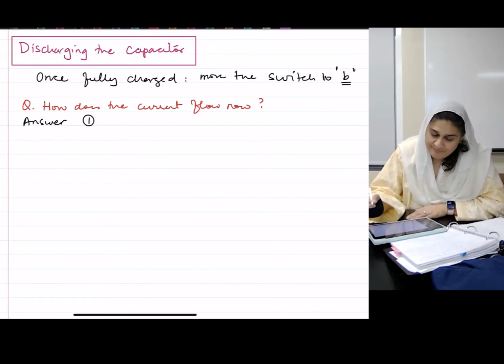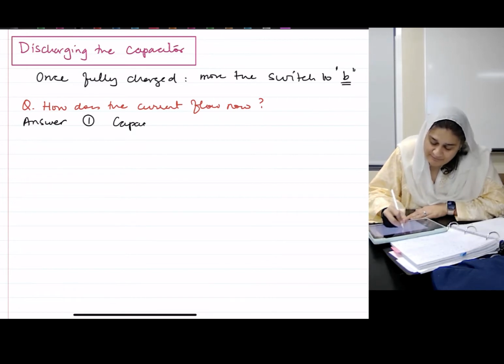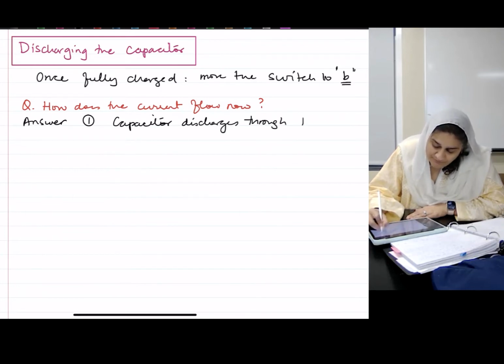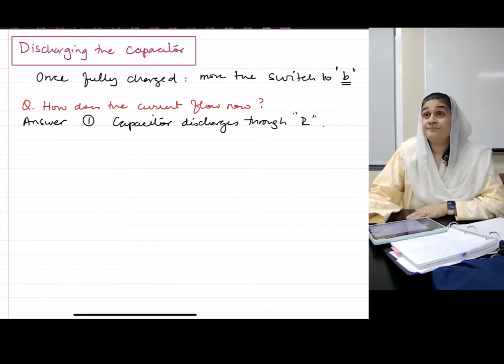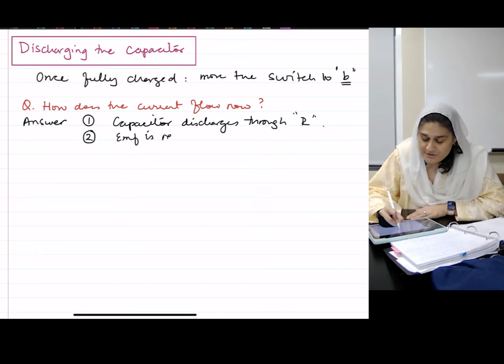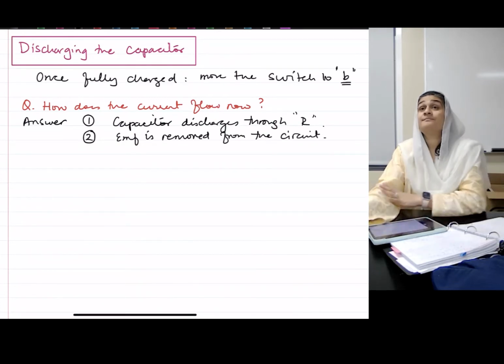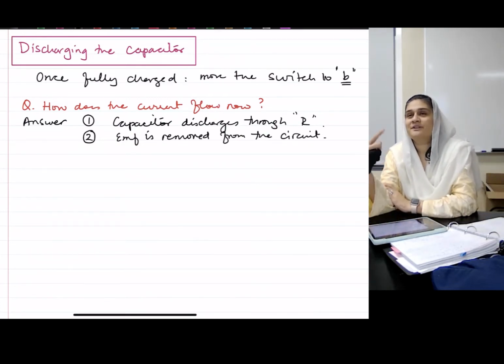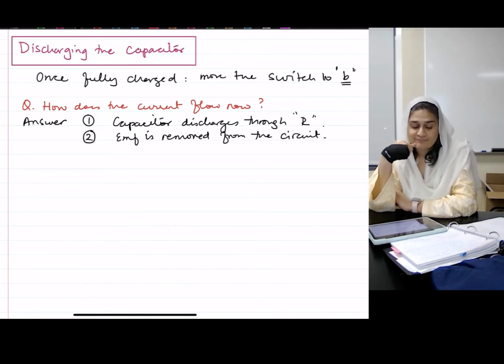Number one, capacitor discharges through resistance R. Number two, EMF is removed from the circuit. Oh, I probably should have done two first and then one, but it's okay.